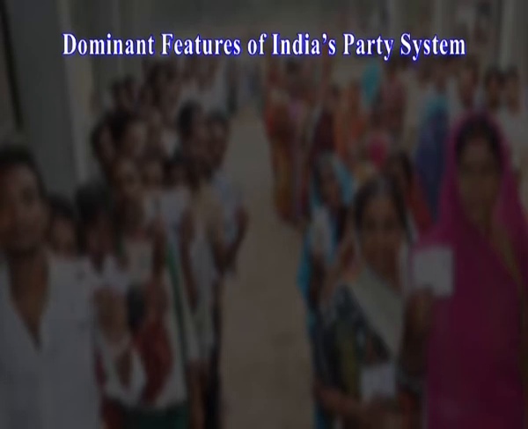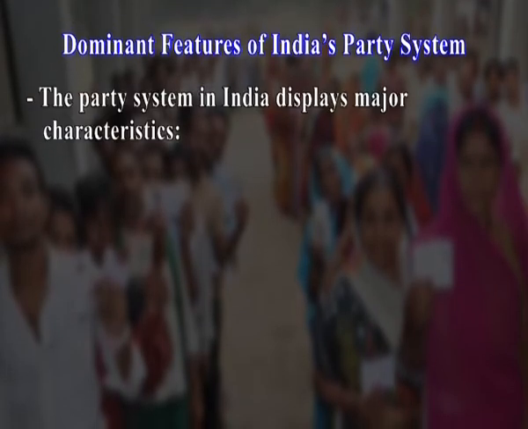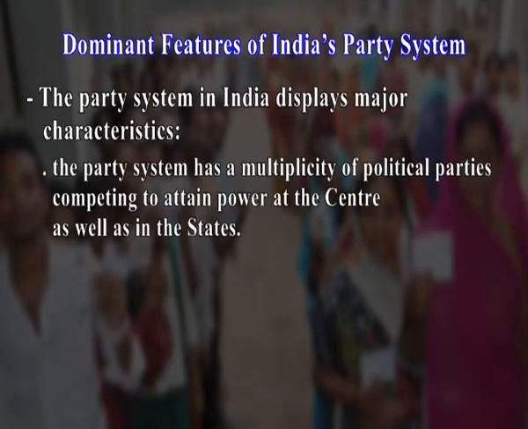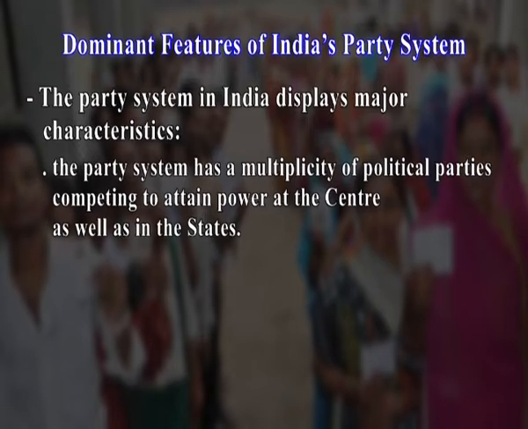Now, what is the definition or how can we understand the dominant feature of India's party system? The party system in India displays major characteristics. What are these characteristics? The party system has a multiplicity of political parties competing to attain power at the center as well as the states.